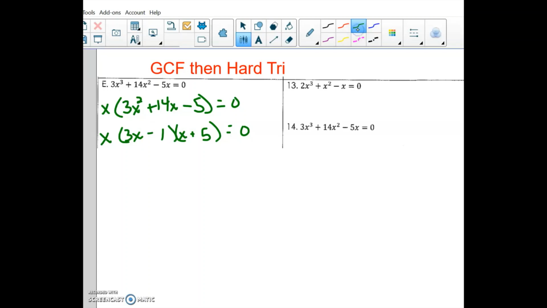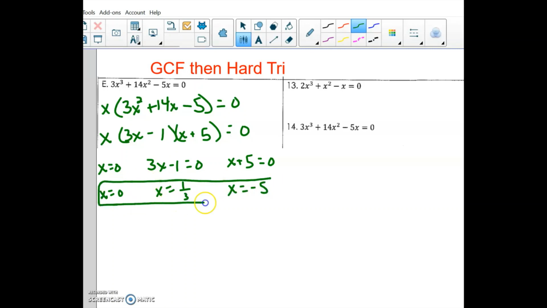We have our three factors, x equals 0, 3x minus 1 equals 0, and x plus 5 equals 0, which give us our three answers, x equals 0, x equals 1/3, and x equals negative 5, which once again matches the degree of our problem.